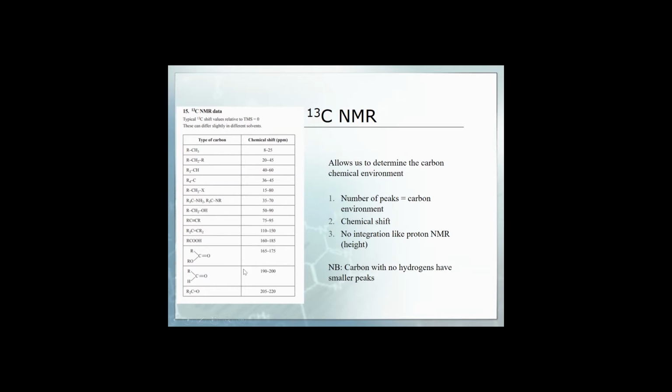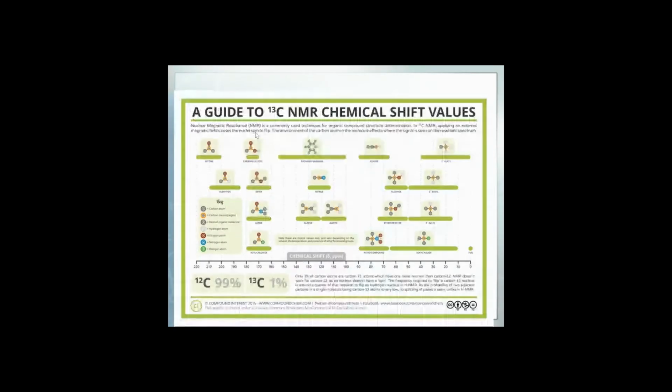And over here, your table is just out of your data booklet, just like the previous one for your infrared. Here is a bit of a chart with an overview of the chemical shifts. So it shows you where they start to sit depending on where the carbon is bonded to different groups.